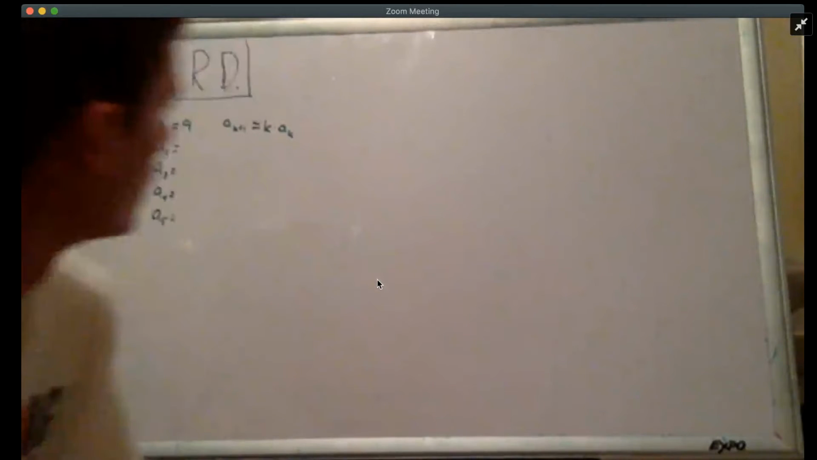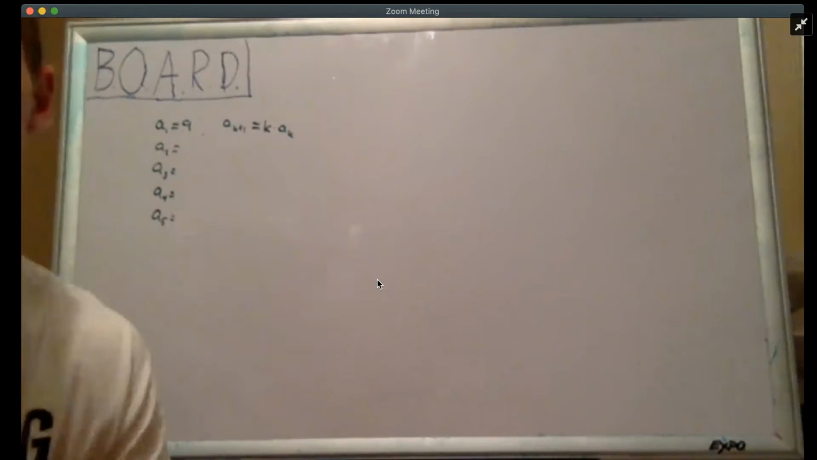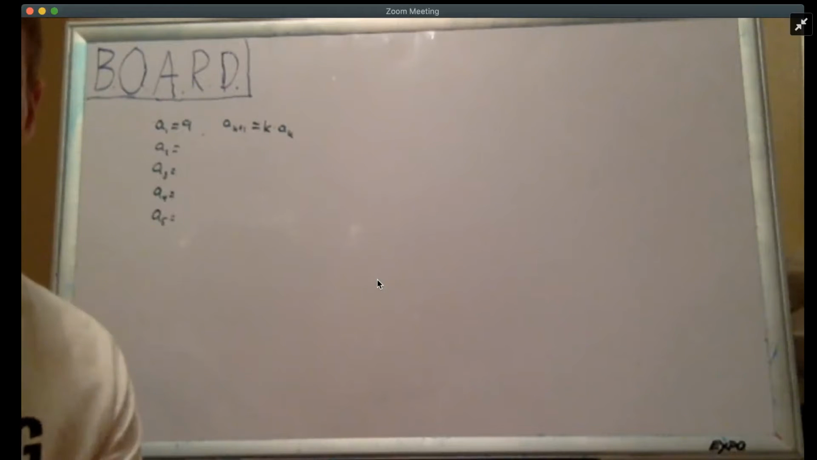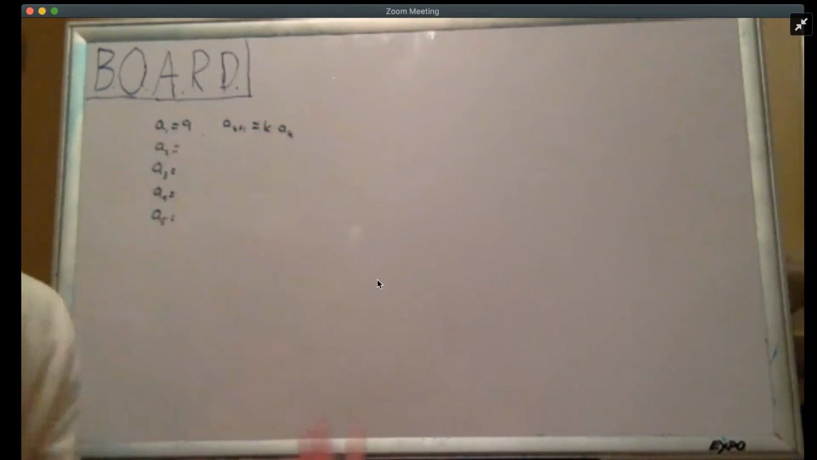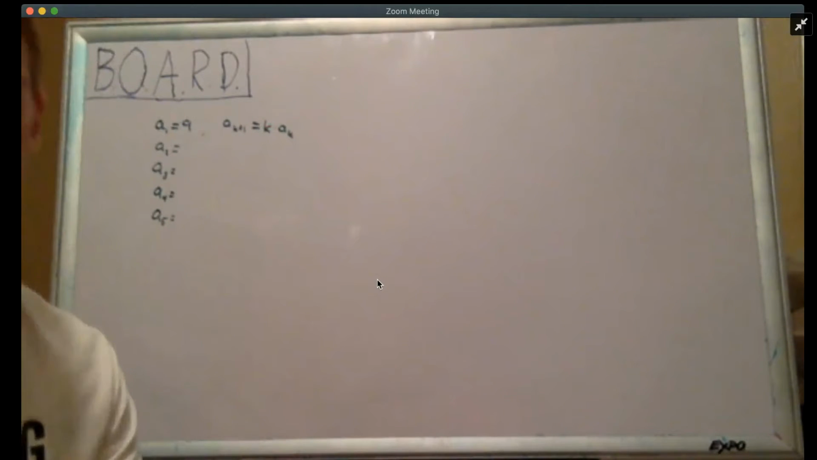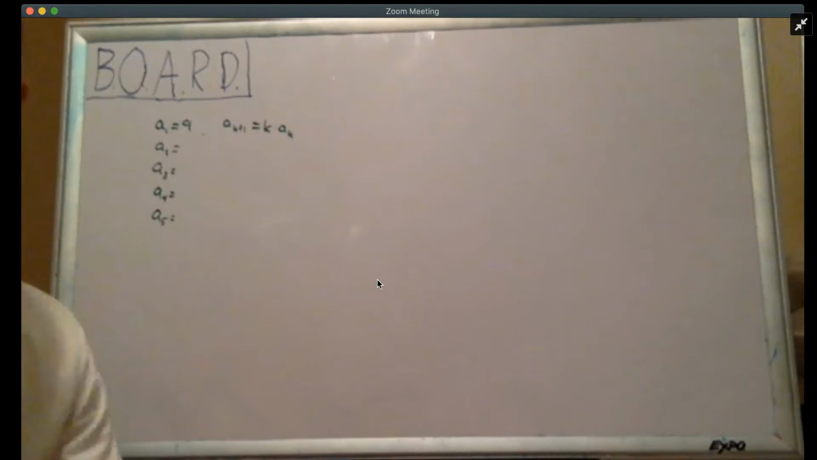So we are given this recursive function. It starts off with a sub 1 is 9, a sub k plus 1 equals k times a sub k. Recursion is a thing that's used in computers a lot, and it's basically a function that calls itself. Like, if we want to know what a sub 5 is, we would need to know what a sub 4 is, and to know what a sub 4 is, we need to know what a sub 3 is, and it goes on like that.